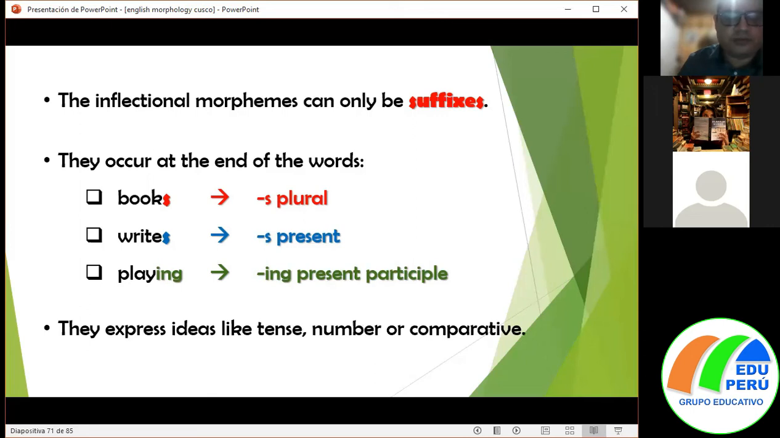In English, for example, you use these inflections, because this process is called inflection, to express ideas like tense, number, or comparative. So we are going to use these inflections to express these ideas of tense, number, and comparisons.